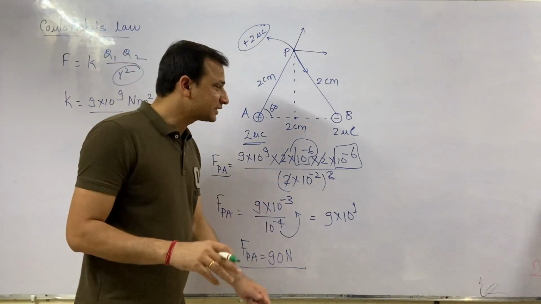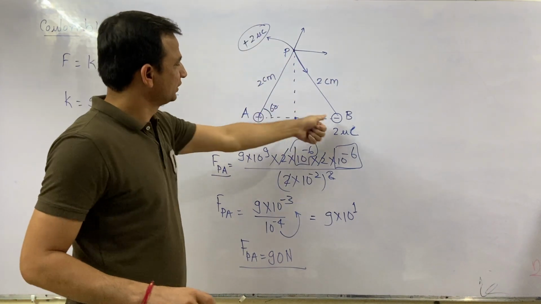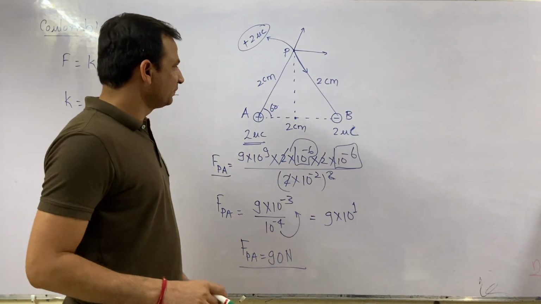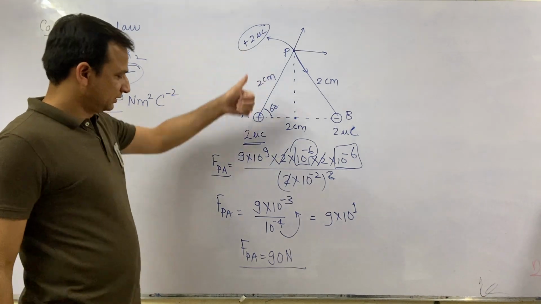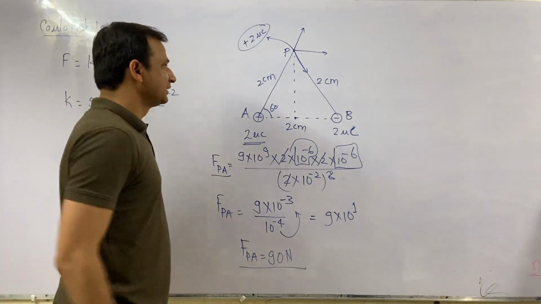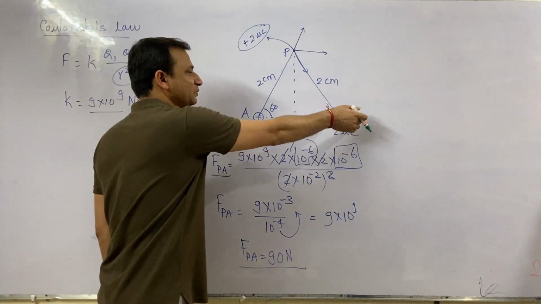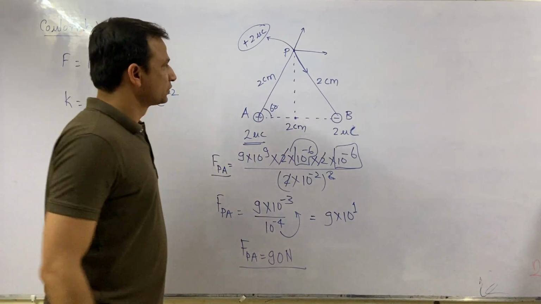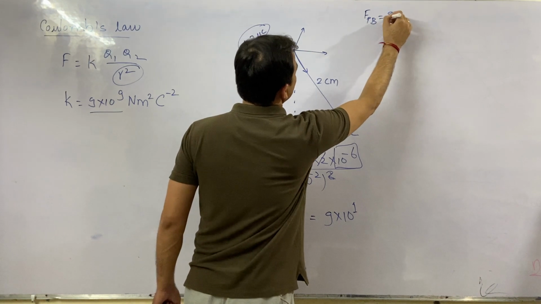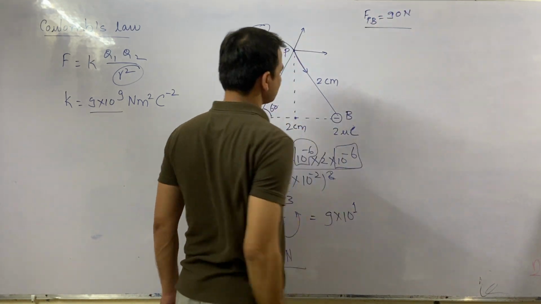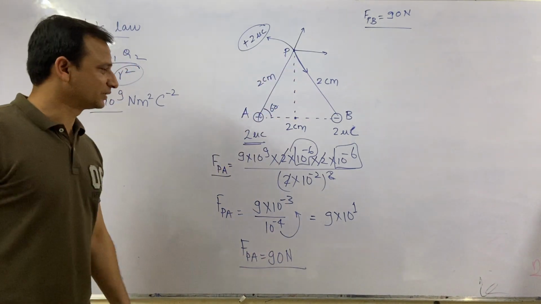If you do not want to do the same calculation again, if you see carefully, this is 2 microcoulomb charge, this is 2 microcoulomb charge. It means FPB is also going to be 90 Newton. The only thing is the direction would be towards the point B. So I can write here FPB is equal to 90 Newton. So force at point P due to point B is 90 Newton.